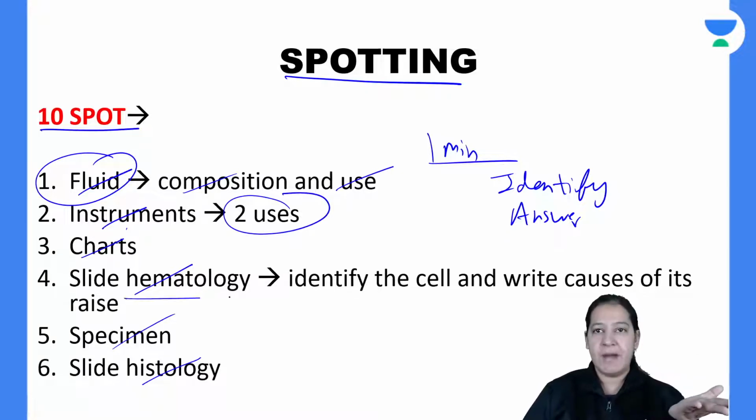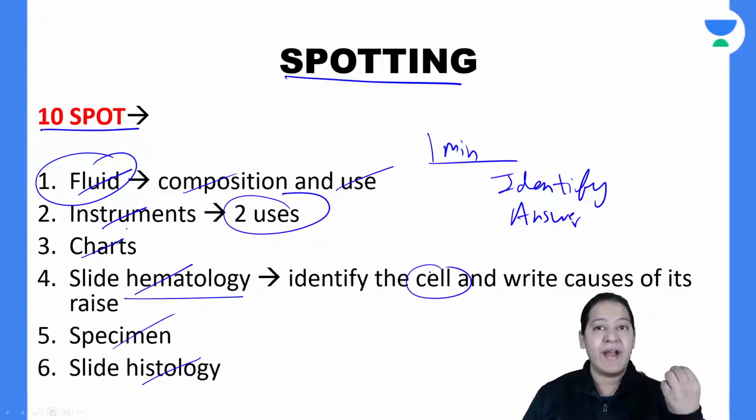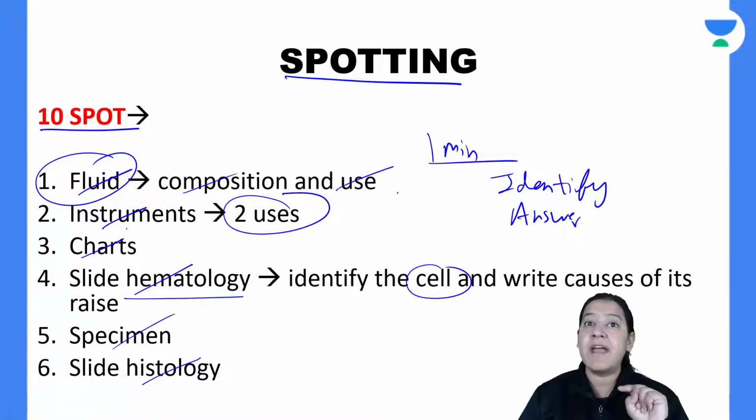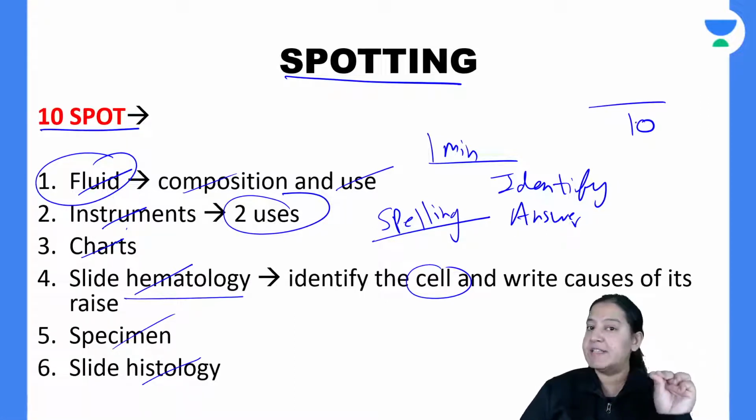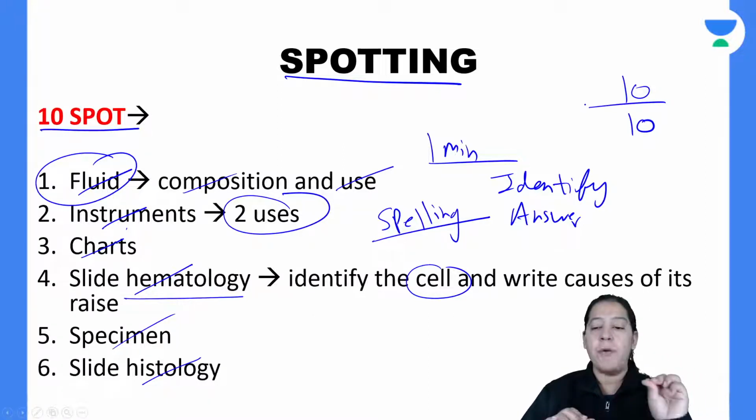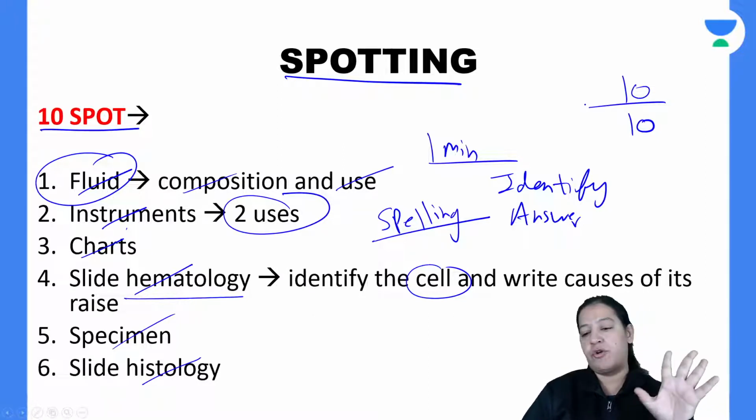If it is a hematology slide, we will ask you to identify the cell at the pointer and write the causes of its rise and fall. Whatever question is written, you have to answer it in 1 minute with correct spelling. Only one word you have to write with correct spelling, so you should not make a spelling mistake. 10 spotters, 10 marks, and if you attempt it correctly, you will get 10 out of 10. It is a good opportunity in practicals to get 10 out of 10, right?